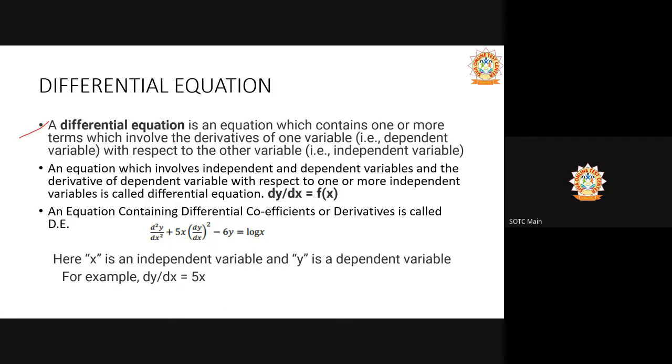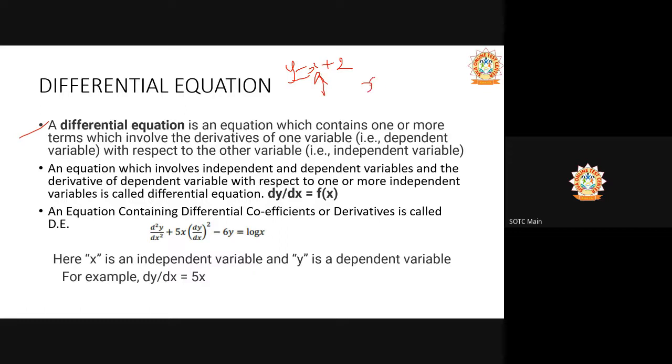A differential equation is an equation which contains one or more terms which involve the derivative of one variable with respect to the other variable, right? So, let us suppose a simple example, y is equal to x plus 2. Now tell me here which one is the dependent variable and which one is the independent variable. Y is the dependent variable, x is independent. Very good. So here x is an independent variable because it just depends on the value that we are going to give, right?